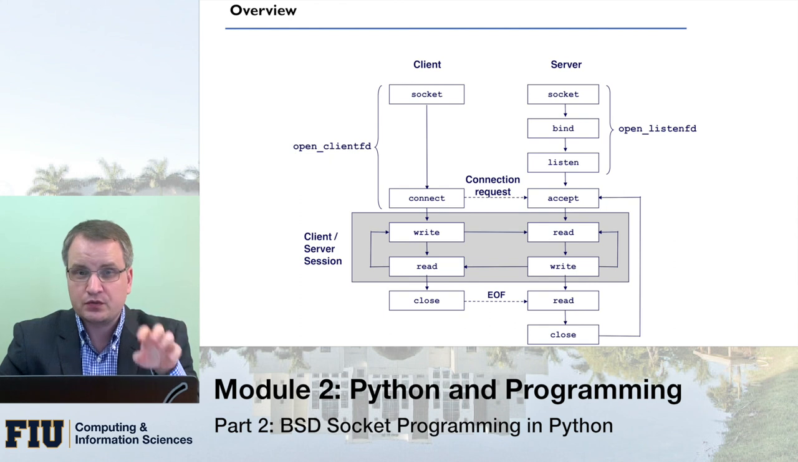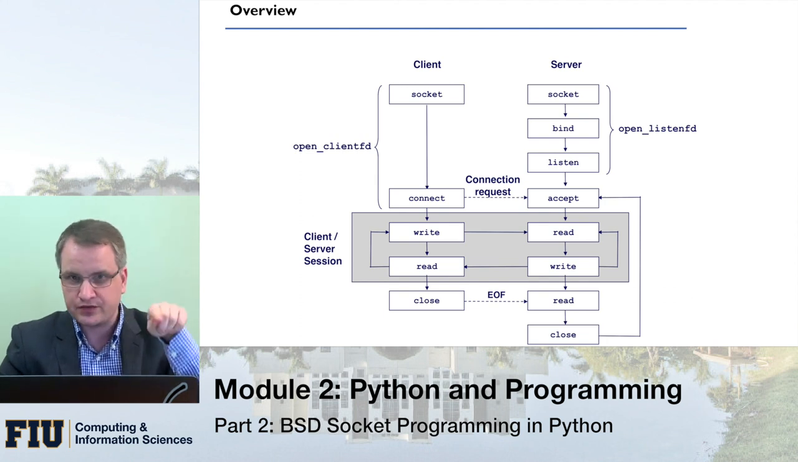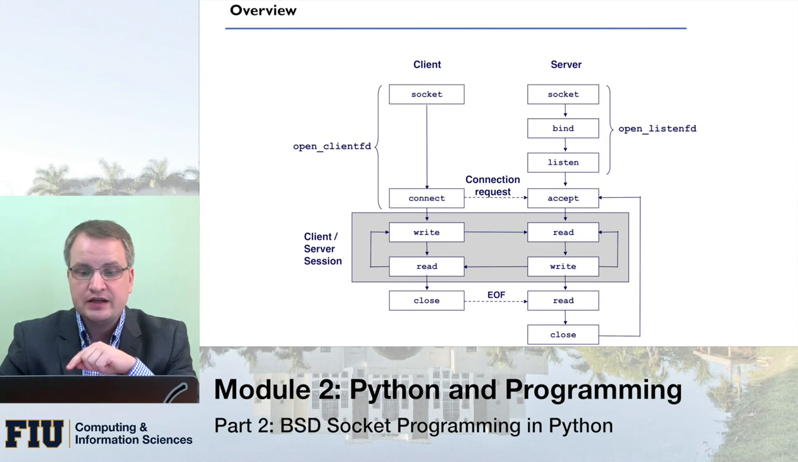So that's the overall process. Remember this, or maybe put it somewhere when you're writing the program, or have a good memory of the steps. These steps represent the canonical BSD socket API, but they also exist in the Python API as well. Just one note about the Python API and specifically for the project.